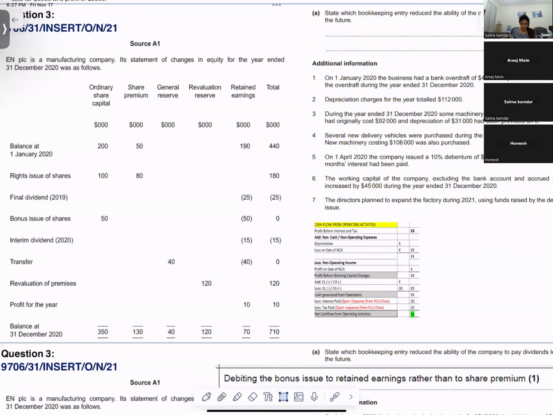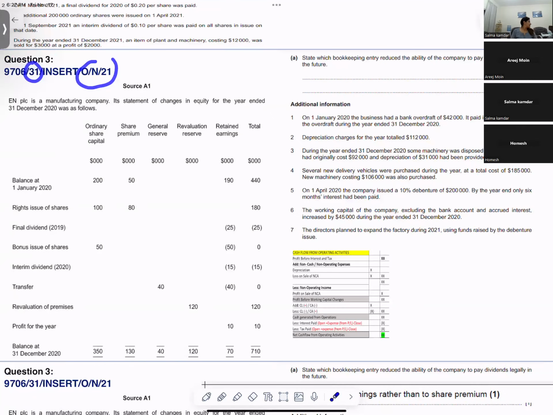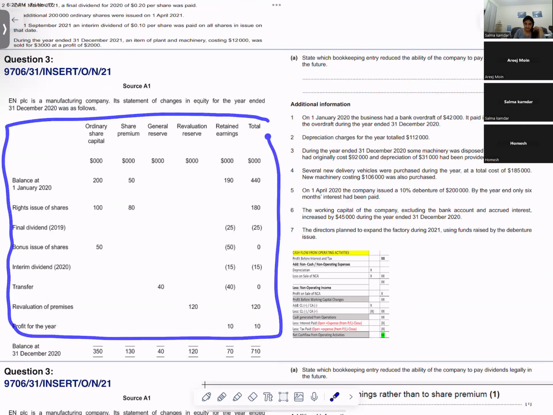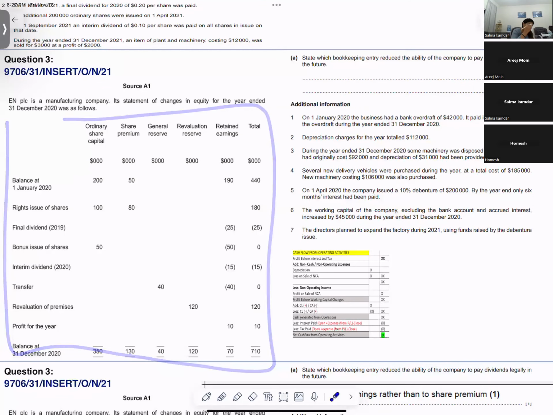So this is a sum of October, November 2021, Paper 31. Here they have given me that EN PLC is a manufacturing company, and this is the format of what? Can you all tell me what this is a format of? The Statement of changes in equity. Yes, this is a format of statement of changes in equity.